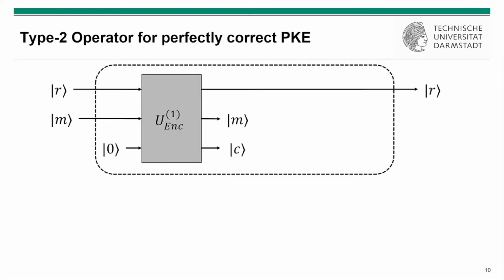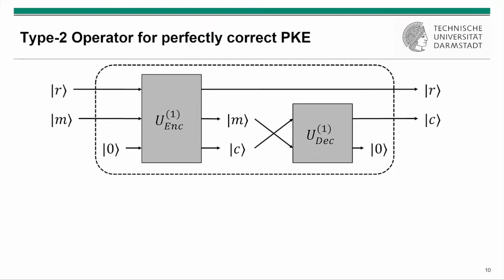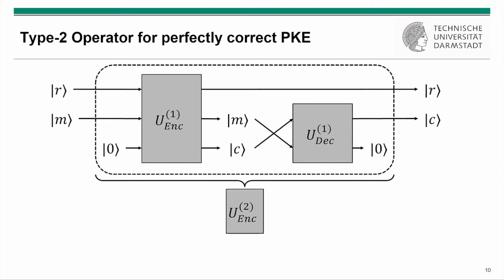This will give us as output the randomness, the message, and then for the output register now the ciphertext. Then we can flip the message and the ciphertext register and feed them into a type 1 decryption operator, which then means that the ciphertext, which was the input, will also be outputted by the type 1 decryption operator, while for the output register we would get the message XORed with the decryption of C, which will be the message again, so the output will be 0. And now this dashed box here gives us the type 2 encryption operator.